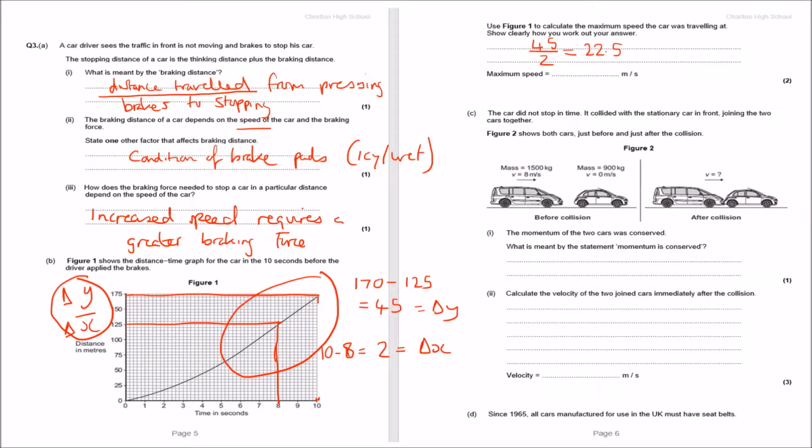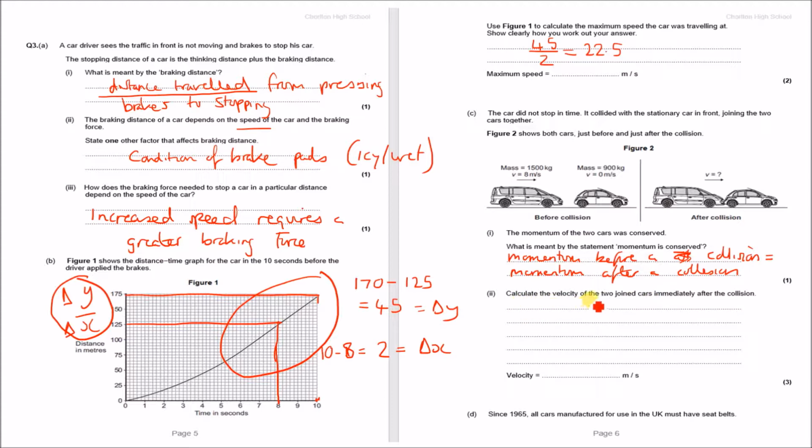Okay, the car did not stop in time. It collided with the stationary car in front, joining the cars together. The momentum of the two cars was conserved. What is meant by the statement, momentum is conserved? So that means the momentum before a collision is equal to the momentum after a collision. Okay, so the momentum before a collision is equal to the momentum after a collision.